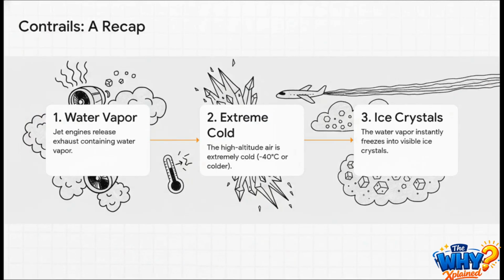So let's just remember the three key ingredients one last time. You've got water vapor from the engine, you have extreme cold at a high altitude, and that instant freezing that creates visible ice crystals. That's it. That's the simple recipe for a contrail.